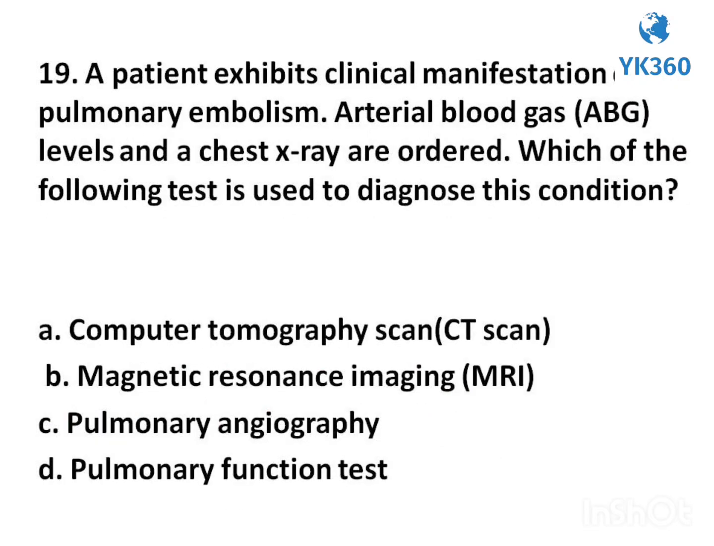Question number 19. A patient exhibits clinical manifestation of a pulmonary embolism. Arterial blood gas, ABG, levels and a chest X-ray are ordered. Which of the following test is used to diagnose this condition? The options are A. Computer tomography scan, CT scan. B. Magnetic resonance imaging, MRI. C. Pulmonary angiography. D. Pulmonary function test. Answer is option C. Pulmonary angiography.